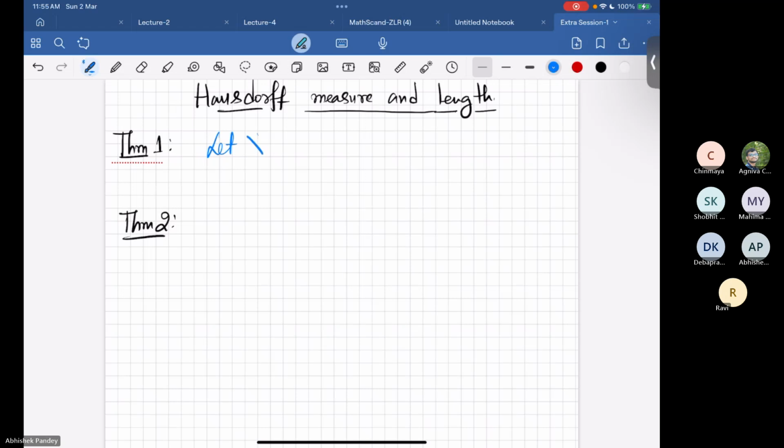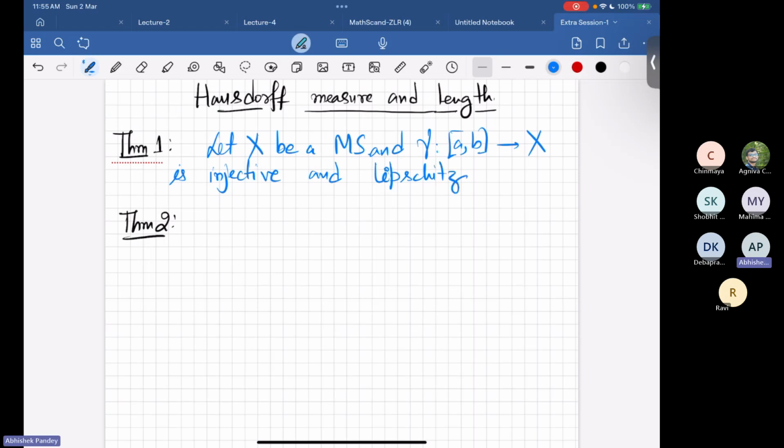Let X be a metric space, and gamma from the interval (a, b) to X be injective, and let us say Lipschitz. Then the Hausdorff one-dimensional measure of this set gamma of (a, b) is nothing but the length of the curve gamma.